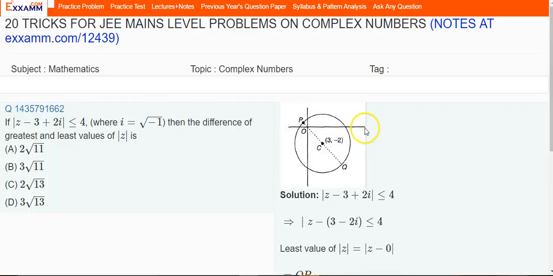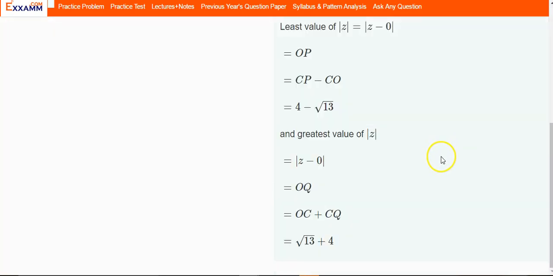So just by looking at this diagram and making this image, we can straight away write the answer, because we know this radius is 4, and all we had to do is calculate this distance, which we can orally calculate as root of 13. Now the minimum distance is 4 minus root 13 and the maximum is 4 plus root 13, and we get the answer in a jiffy.